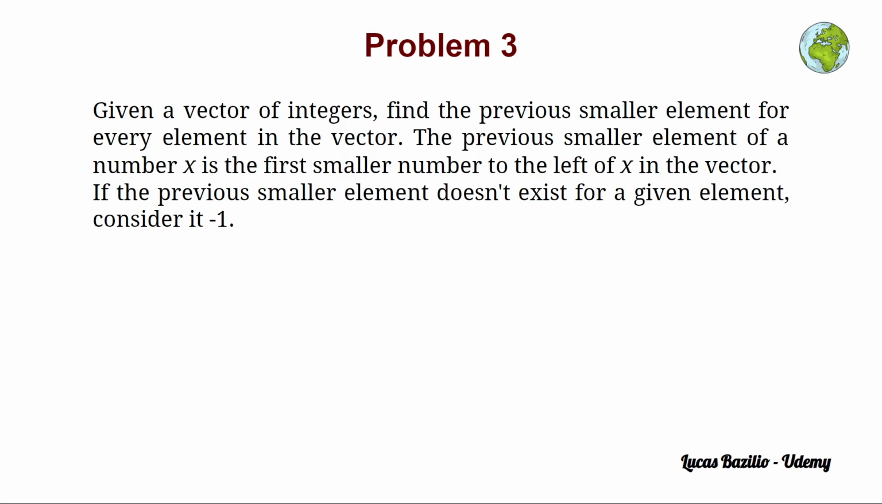This problem 3 says, given a vector of integers, we need to find the previous smaller element for every element in the vector. The previous smaller element of the given number x is defined as the first smaller number to the left of this element x in this vector. If the previous smaller element does not exist, then we will consider it to be minus 1.